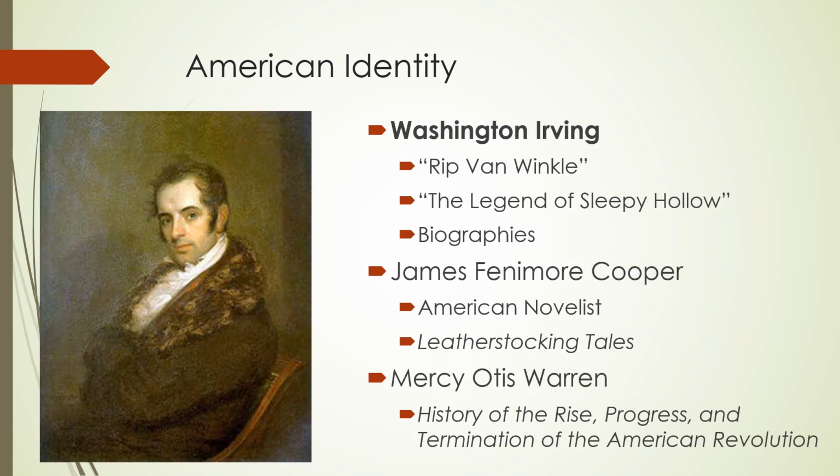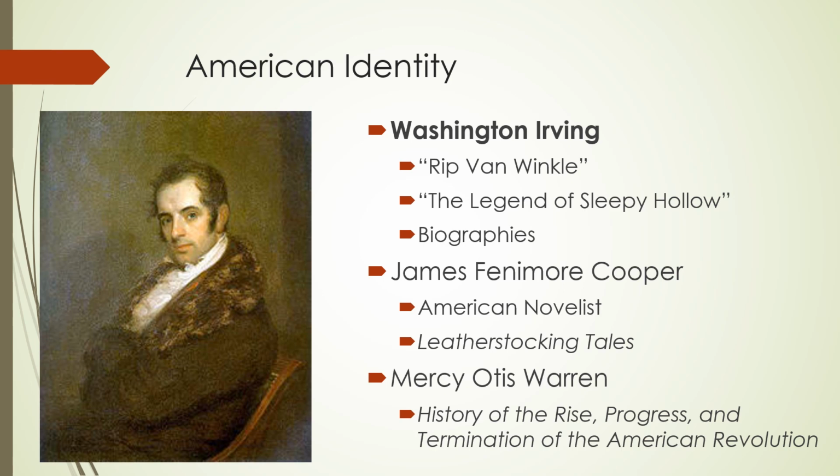Another group associated with American identity is writers, right? American writers writing about America help establish our American identity. So we have Washington Irving. Washington Irving wrote some pretty famous short stories, fiction stories like Rip Van Winkle and The Legend of Sleepy Hollow. He was also a biographer, so he wrote biographies of some pretty famous Americans like George Washington.